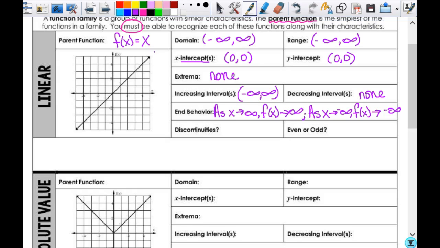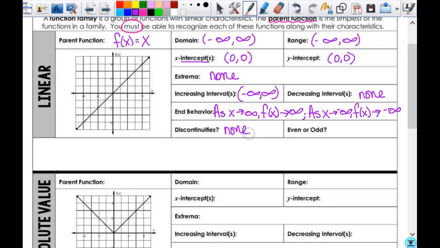If I had something that looked like this, which don't draw, because I'm going to erase it, but if I just had that and that was all that existed of my function, from here to here, it's continuous. Does that make sense to you? It doesn't have to have an arrow on the end, basically. All right, so there are none.